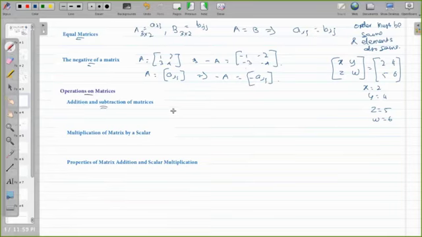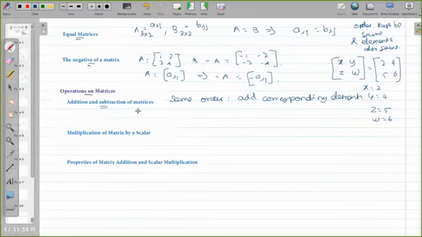Okay, children. Now, operations on matrices. Addition and subtraction of matrices. Children, the condition for addition and subtraction is that they must have the same order. Same order, must. Okay, children. Then we can add the corresponding elements.